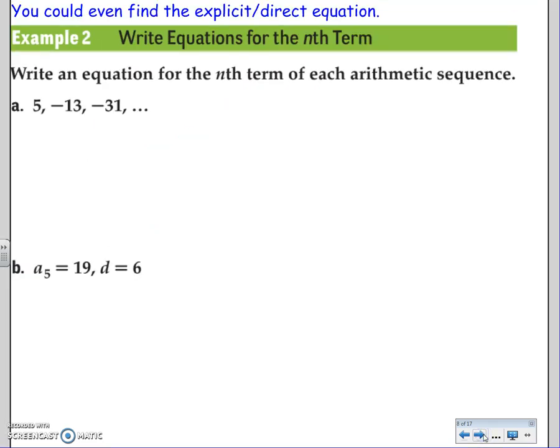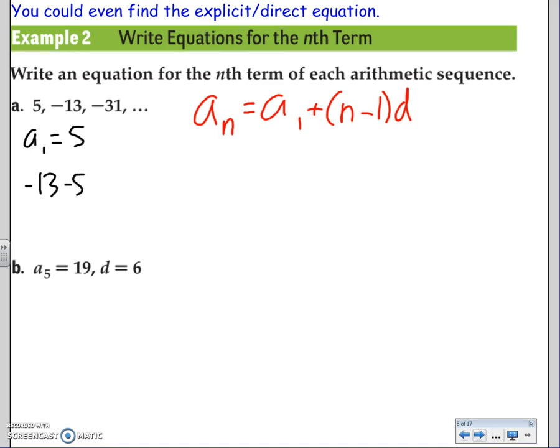Alright, you can even find the explicit or direct equation, which is pretty much what we just did. So write the equation for the nth term. So same thing. I'm going to write the formula. A sub n equals a sub 1 plus n minus 1 times d. We don't know a sub n, but we need to find d and a sub 1. So we know a sub 1 is 5, so that's easy. D, the common difference, would be negative 13 minus 5 gives us negative 18. That's our d.